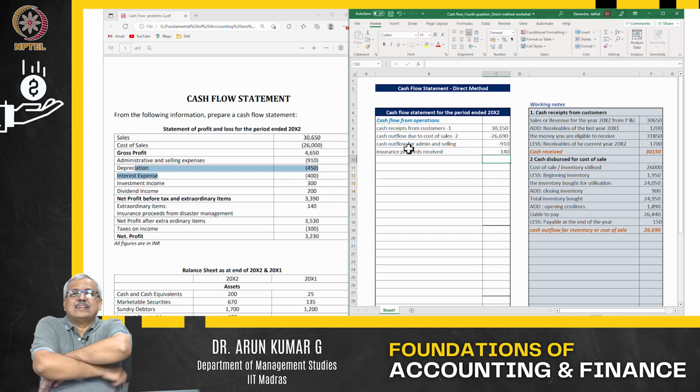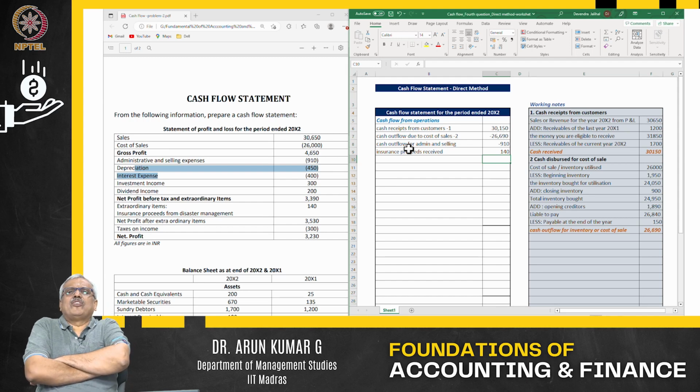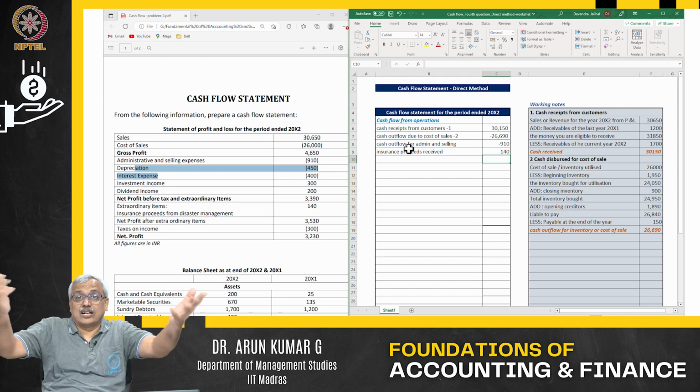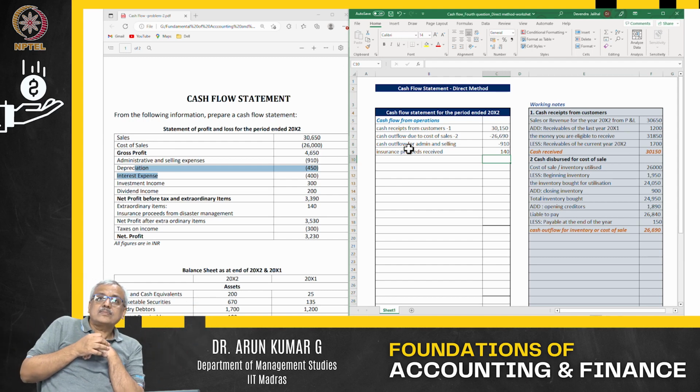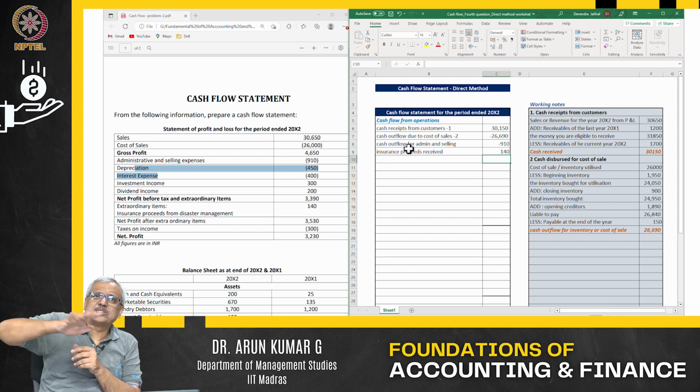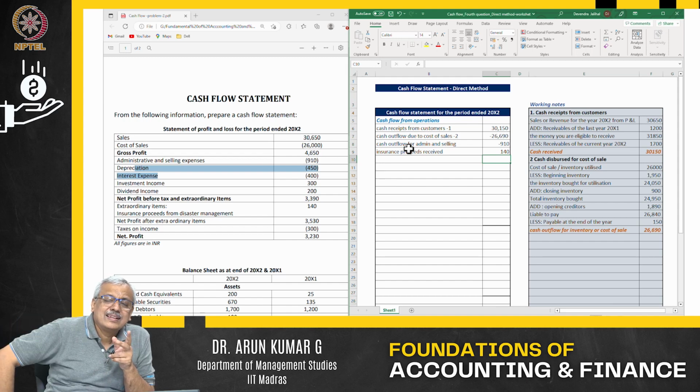If the same thing were insurance amount received for a financial trading loss that occurred, which I have also insured, then I will not consider that insurance proceeds here. Then there is something called taxes on income, $300. Normally, these taxes are considered as cash outflow because of your operation. Why? Because you are expected to make profit on the core operation, so you are expected to pay tax on the profit that you have made from the core operation.